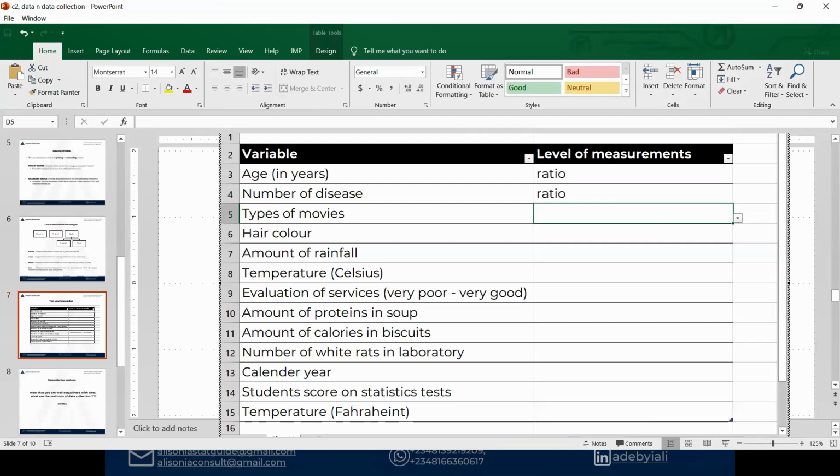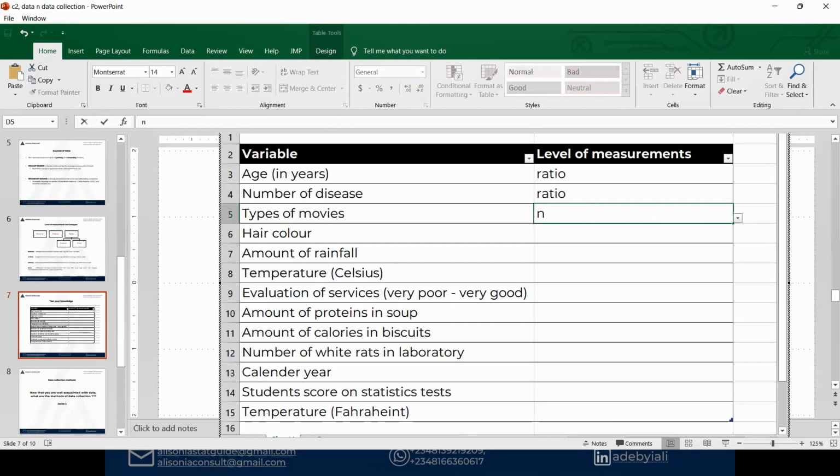Type of movies. That is qualitative. Yes, so you choose between nominal or ordinal in that sense. So it's ordinal. Nominal. It is nominal. Thank you.